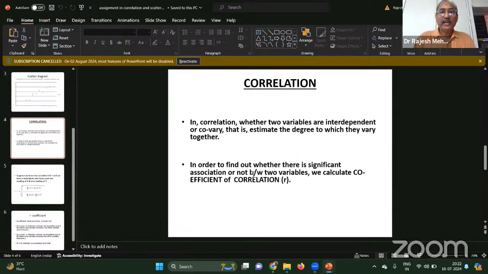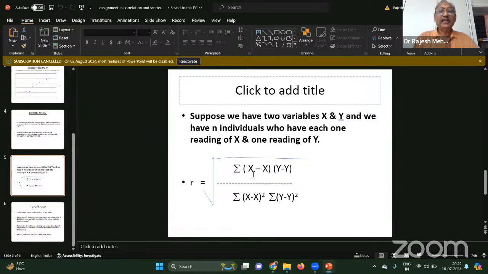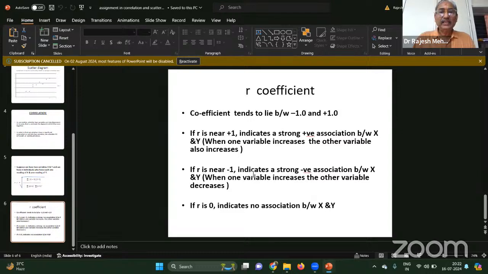And you can find out the correlation coefficient by finding the R. There's a very simple formula, and it lies between -1 and +1. If it is -1, it is absolutely inverse correlation, and +1 is very good correlation.